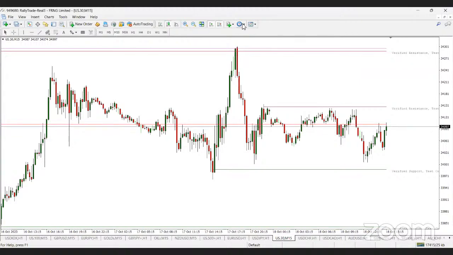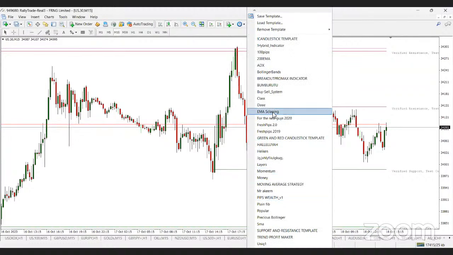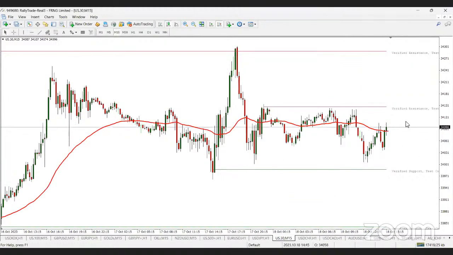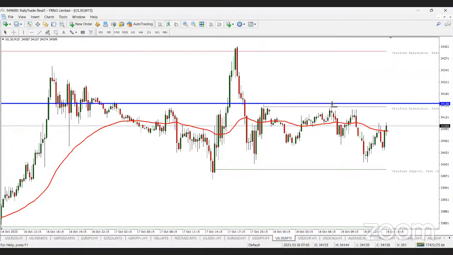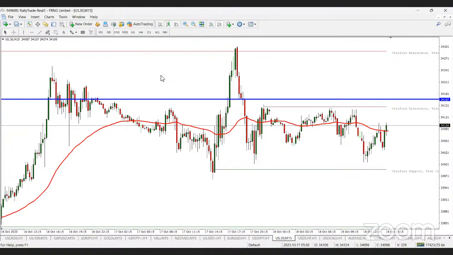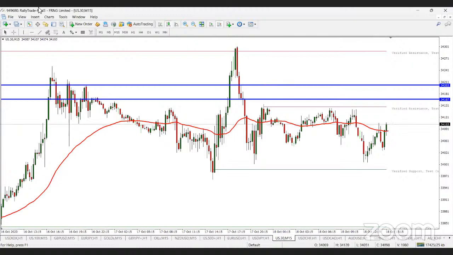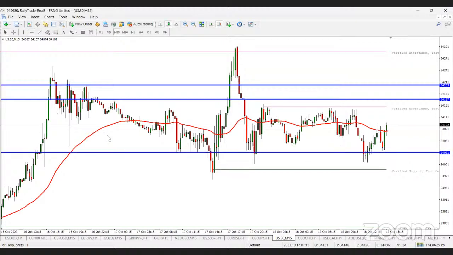Let me apply my EMA. Good. Currently trading. So what we are going to do for US 30 is I'll likely be going in above this verified resistance for profit, and below this recent low, this place where it was rejected here, below this point here for my sell stop.